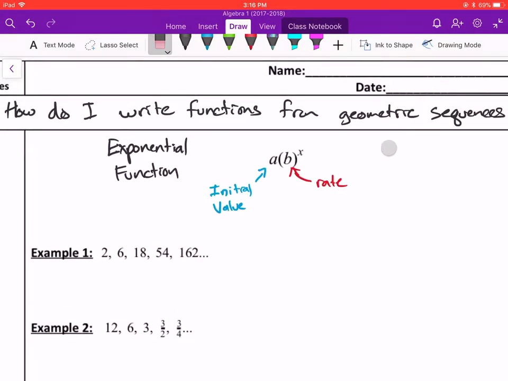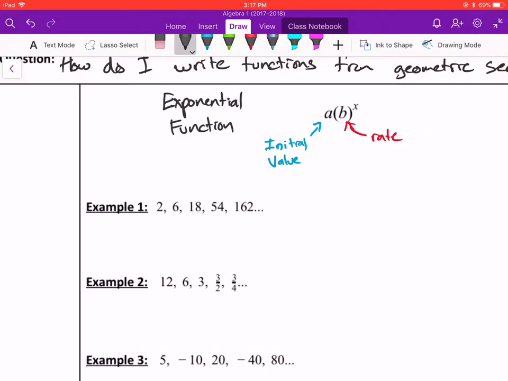But how we actually get those numbers, I'm going to erase that. If I give you an example, here's a pattern: 2, 6, 18, 54, 162. Your first value is always the initial value. So if I write it in that form of a times b to the x, your a will always be 2. Now we just got to figure out what b is going to be and raise it to the x.